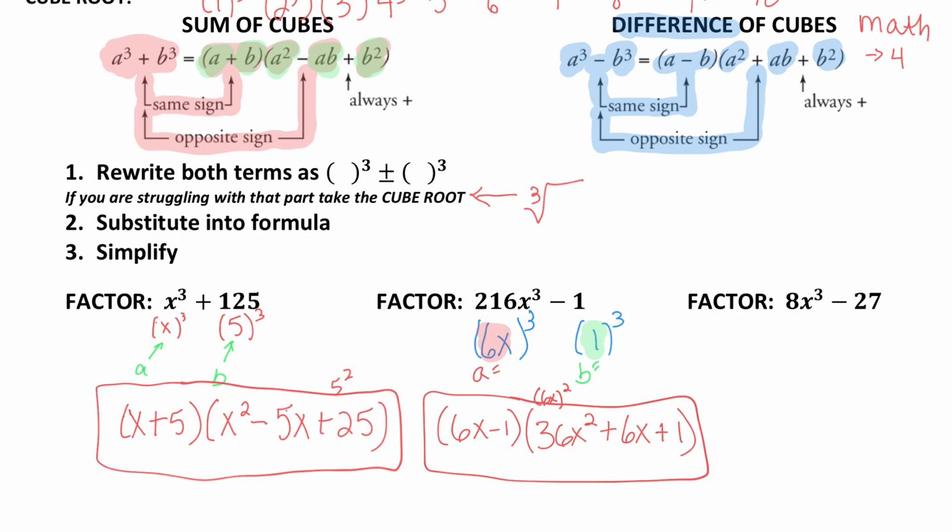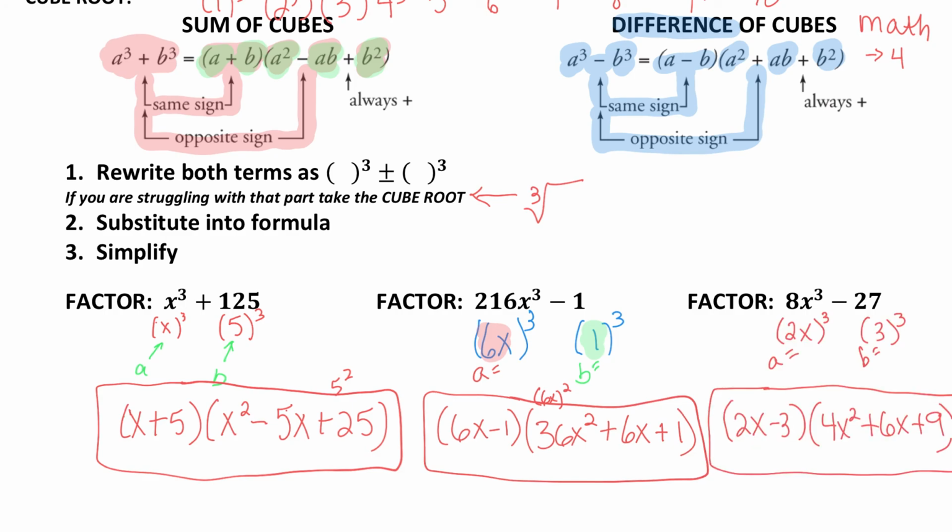All right, so you go ahead and try this next one on your own. If you want to pause the video and try it, and then press play when you want to check your answer. All right, go ahead and check your answer. You should have 2x minus 3 times 4x squared plus 6x plus 9. This is how you will factor sum and difference of cubes.